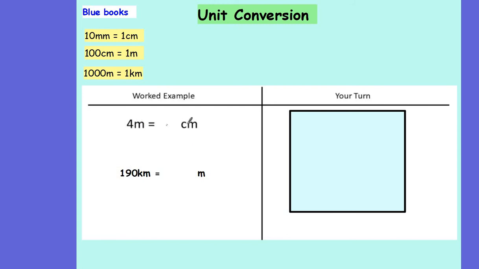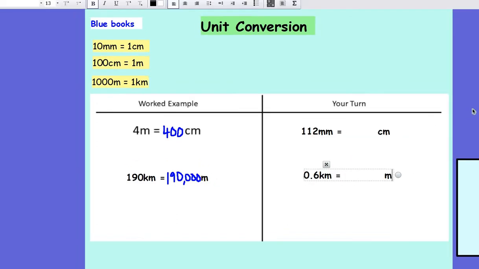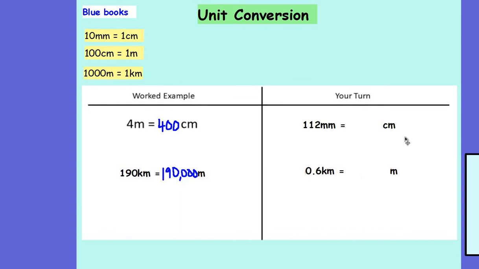So if I want to convert 4 metres into centimetres, I know there are 100 centimetres in 1 metre, so I need to multiply it by 100, and that's going to be 400 centimetres. 190 kilometres, we know there are 1,000 metres in a kilometre, so I need to multiply that by 1,000. So that's 190,000 metres. Over to you guys. Pause the video for a minute and convert these for me, please. Convert 112 millimetres into centimetres and 0.6 kilometres into metres.